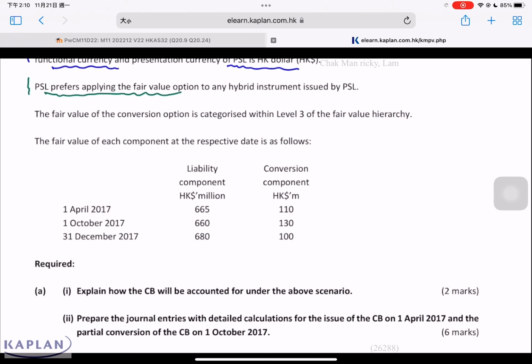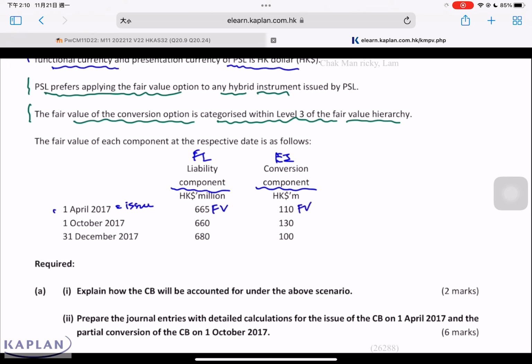PSL prefers to apply fair value options to instruments if it is a hybrid contract. The fair value of the conversion options is categorized at level 3 of the fair value hierarchy in accordance to FRS 13. We are given the fair value of the relevant component. 1st April 2017 is the date of the issue. The fair value of the liability is equal to 665, and according to the question, the fair value of the conversion component is equal to 110. But you have to think about what the requirement of AS32 is.